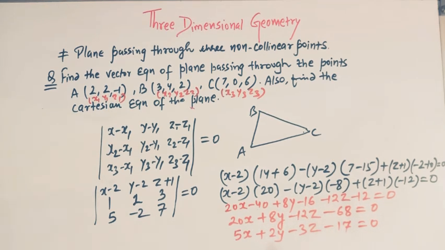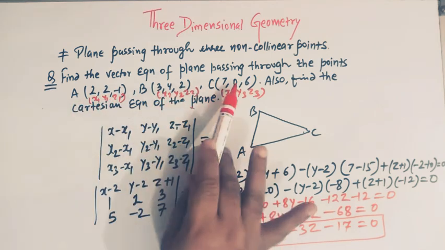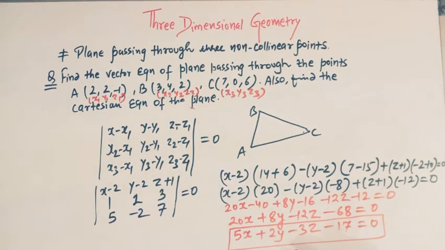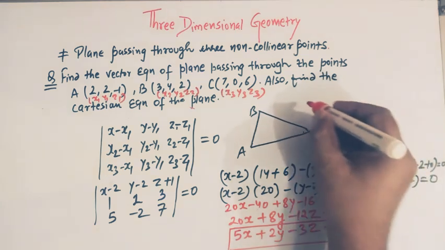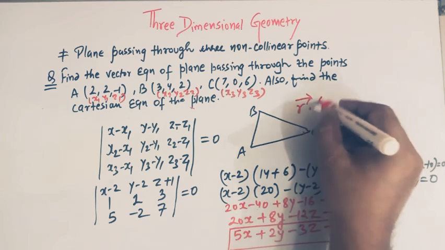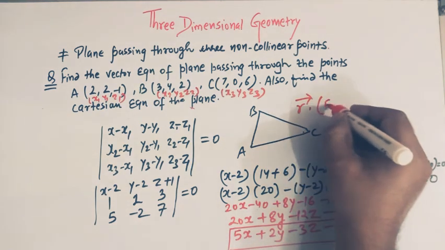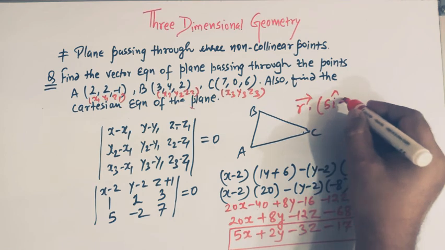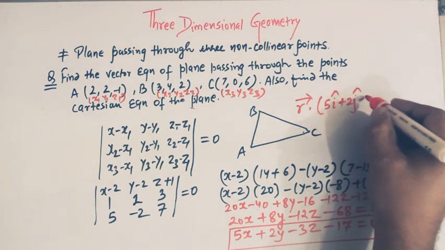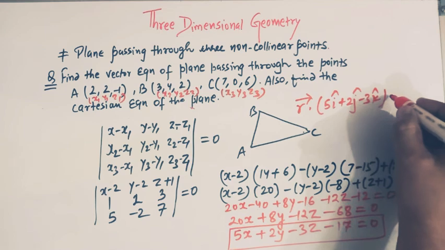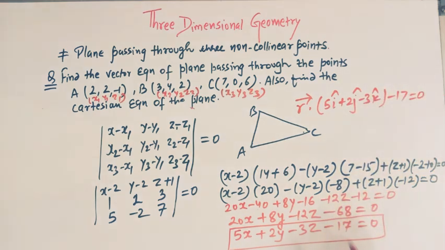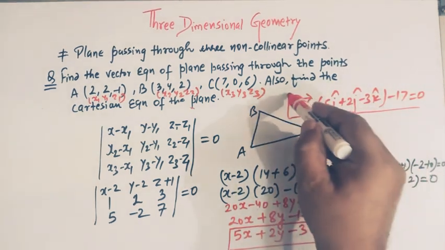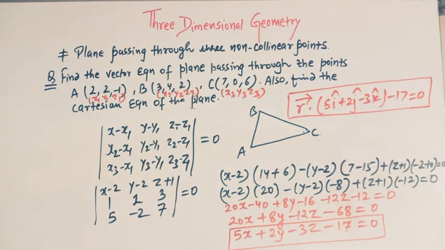So viewers, this is the Cartesian equation of the plane passing through these 3 non-collinear points. Now if we want to convert it into vector equation, then we can write it like this: r dot, and here we have 5i cap, and then we have 2j cap minus 3k cap minus 17 is equal to 0. So this is the vector equation of the plane, right?